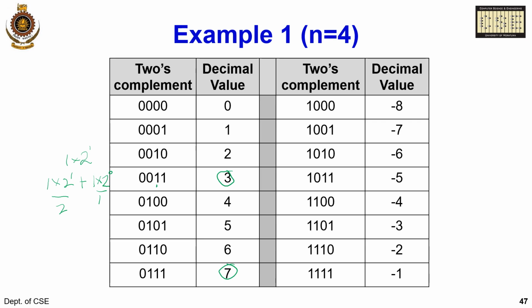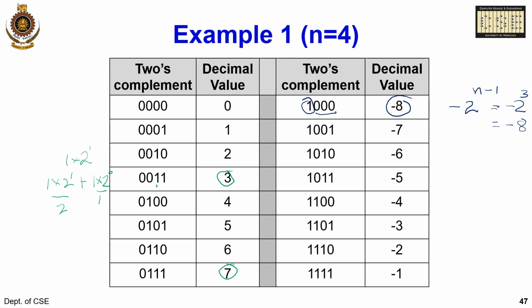Let's look at the new scenario. I'll use a different color for that. We have now the 2's complement negative values. As you remember, this bit has a positional value of what? Minus 2 to the power n minus 1. So here n is 4. This is equal to minus 2 to the power 3, which is minus 8, right? That's how we get this value.